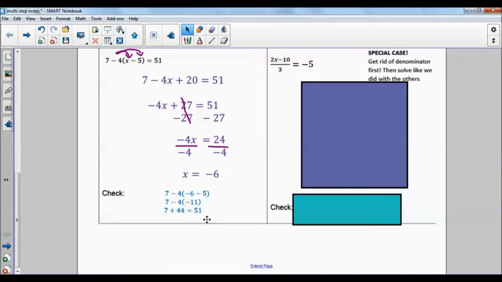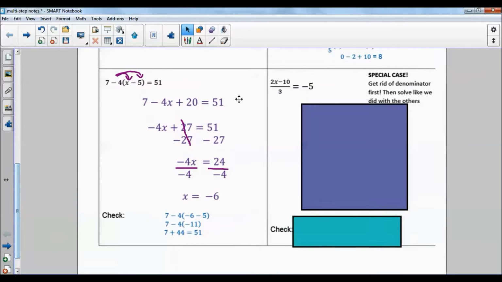Okay, we have one more to solve. So this one is a special case, right? We're going to get rid of our denominator first. Whenever we have a big fraction like this, just like we were talking about before with our regular two-step equations, we want to get rid of the denominator first before we start getting rid of anything else in the numerator. So the denominator is actually dividing by 3, so the opposite of that would be multiplying by 3.